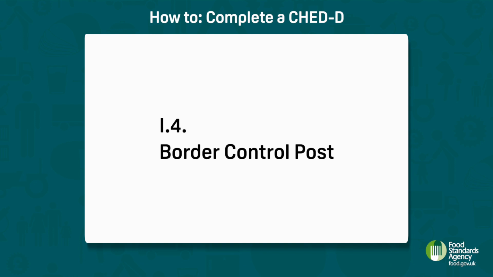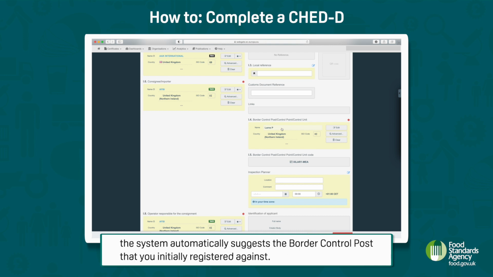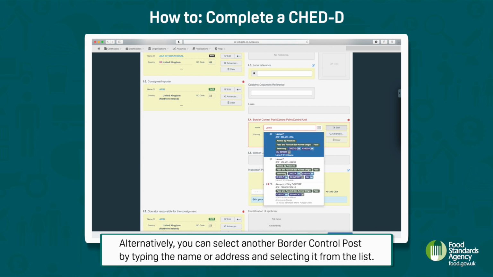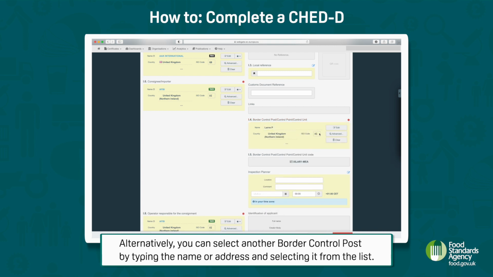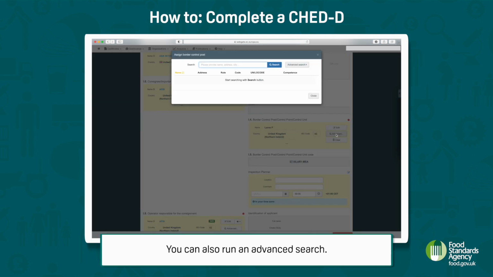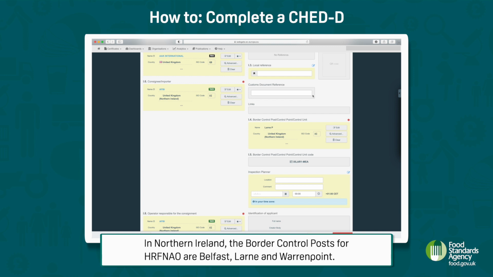I4. Border Control Post. When an operator responsible for the consignment is selected in box I8, the system automatically suggests the border control post that you initially registered against. Alternatively, you can select another border control post by typing the name or address and selecting it from the list. You can also run an advanced search. In Northern Ireland, the border control posts for high-risk food not of animal origin are Belfast, Larne and Warrenpoint.